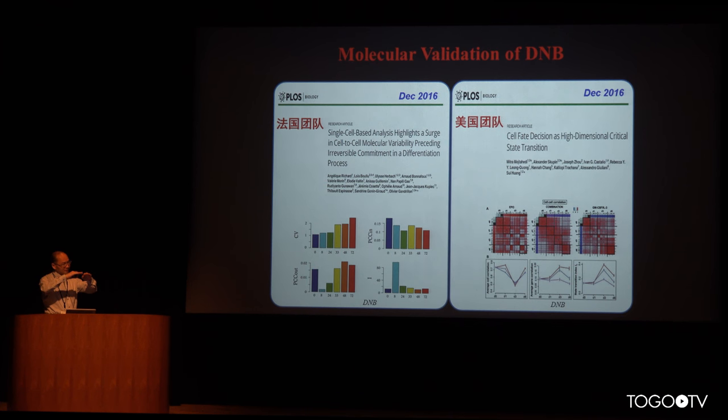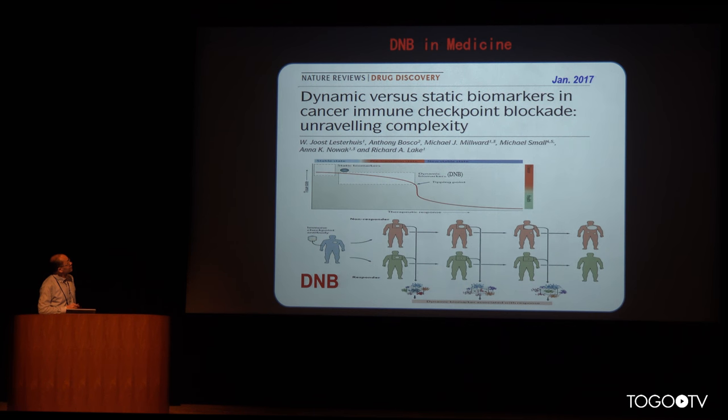Before they change phase, there is also a tipping point, because cells slowly differentiate, slowly change, then drastically differentiate into another type. Using the DNB with these three conditions, they showed a very good signal to detect the tipping point, as well as the critical driver genes. This year in Nature Review, they gave a very long article reviewing our DNB theory. They also applied it to successfully distinguish drug responders and non-responders.